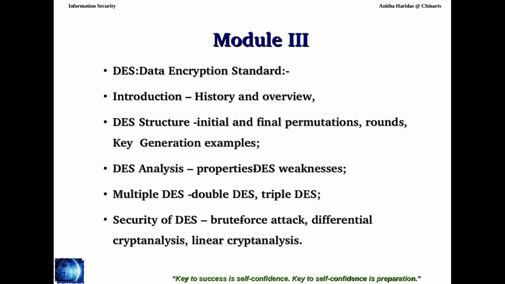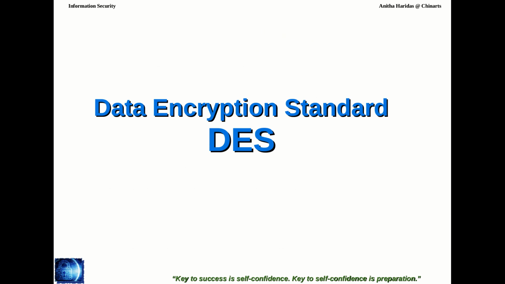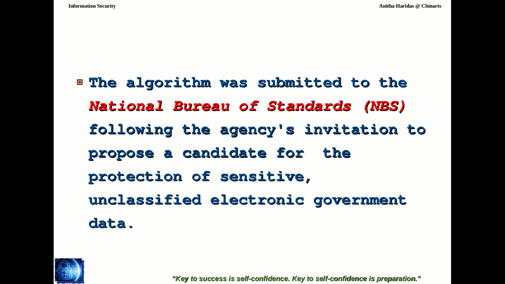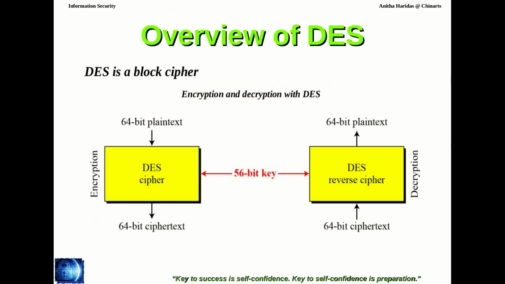In Module 3 of Data Encryption Standard, we are currently discussing the DES structure, in which we have already seen the initial and final permutations, the different rounds, and what is cipher and reverse cipher of DES standard. All those things we have seen.